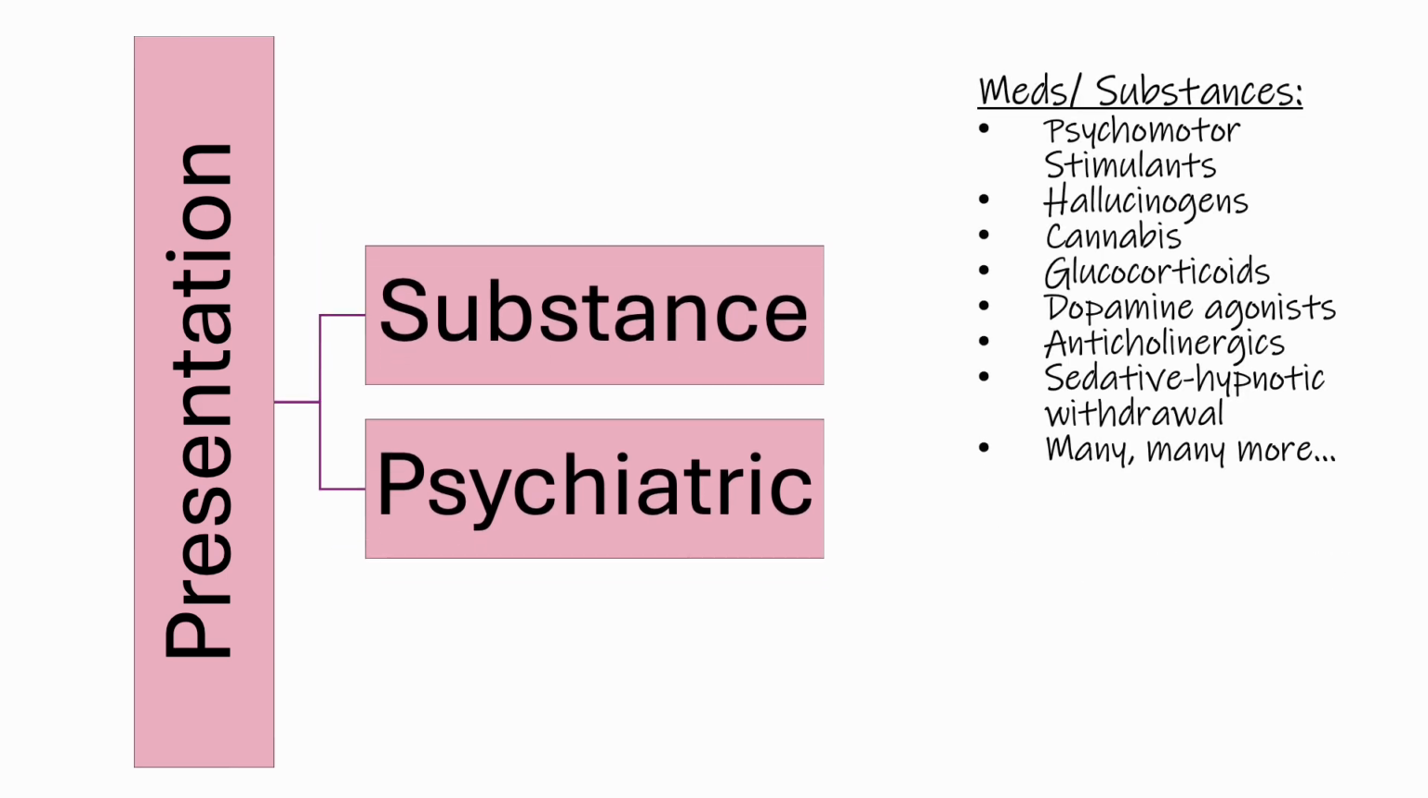Prescribed and illicit substances can also produce psychotic symptoms. Examples include those agents with dopaminergic activity, psychomotor stimulants, hallucinogens, steroids, and anticholinergics. Additionally, withdrawal from GABAergic agents such as alcohol, benzodiazepines, and barbiturates are associated with hallucinations. If psychotic symptoms occur exclusively in the context of the effect or withdrawal of a substance or medication, we would call it a substance or medication-induced psychotic disorder.